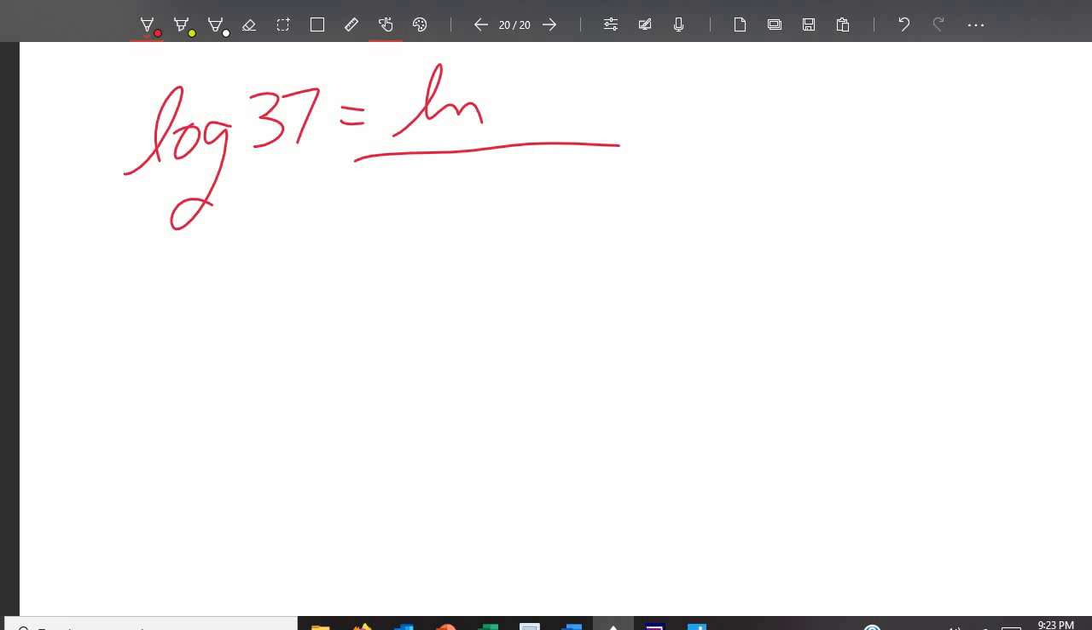Now, let me just rewrite a few more. Suppose I had, I don't know, log of 37. So we put ln up top, ln in the bottom. Now remember, the base goes in the bottom. This base will be a 10 because this is understood to be a 10. The 37 will go up top.